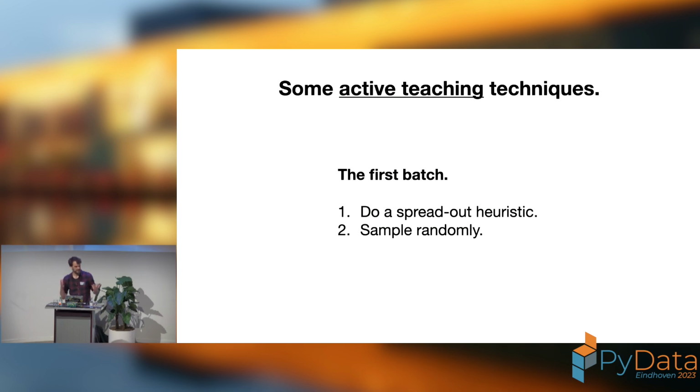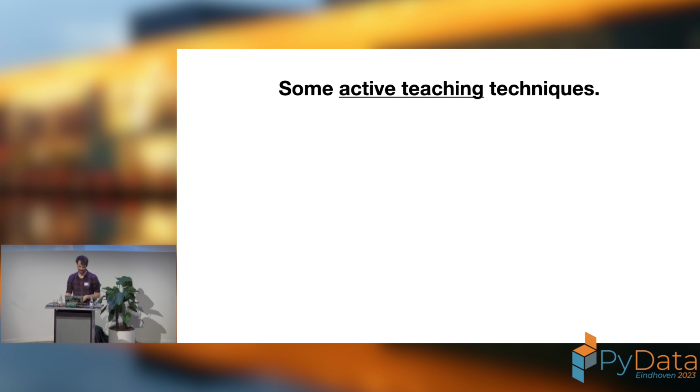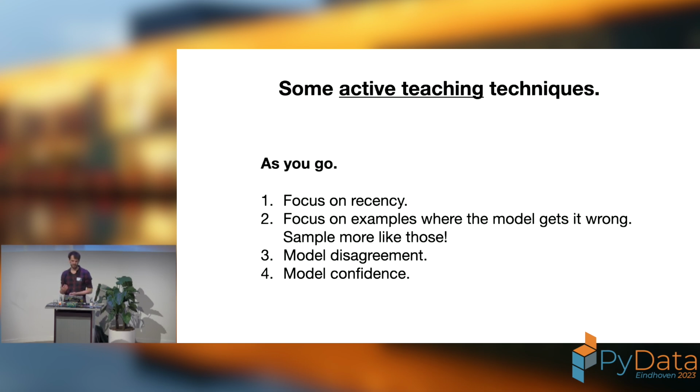So just to name a couple of active learning techniques that you could go ahead and use. For the first batch, you can sample randomly. But you can also do your best to sample as wide a net as you can. Like do k-means and take those centroids. Like really make sure that you don't get stuck in a local optima. That's a technique you can do. If you're doing stuff as you go, maybe the recent stuff matters more than the old stuff, so you can try to do that. You can focus on examples where the model gets it wrong. What you can also do is have 2 different models that are both good, but when they disagree, something interesting might be happening, so sample more of those.